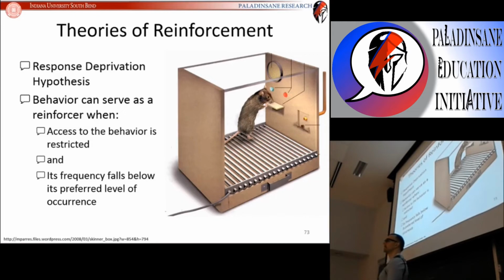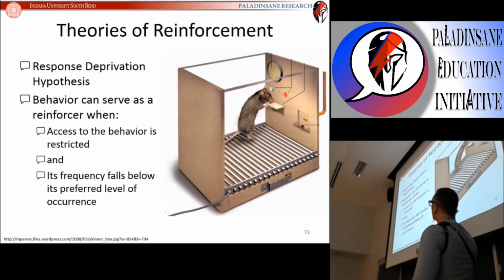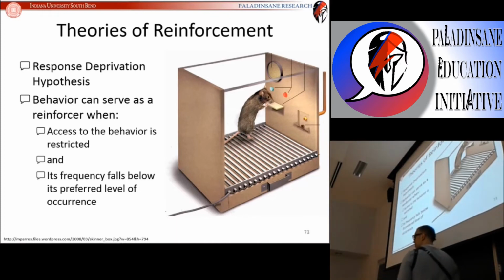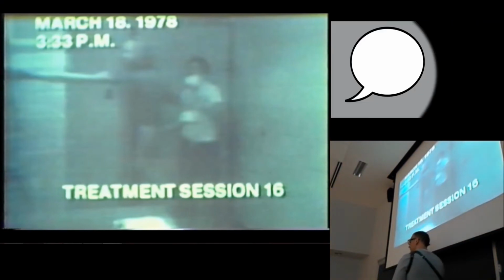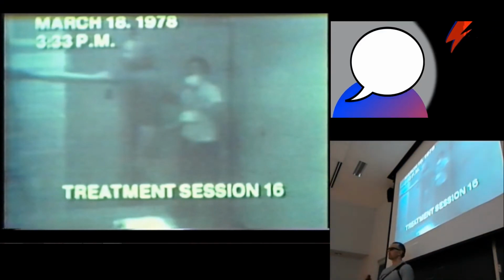Because of that, they knew going in that taking those restraints away and giving them back would be reinforcing for Harry. The restraints were reinforcement because he wanted them 24 hours. They restricted his access to the restraints, and that fell below his preferred level of occurrence. So that's why from the get-go, they knew that taking those restraints away would be reinforcing for Harry.